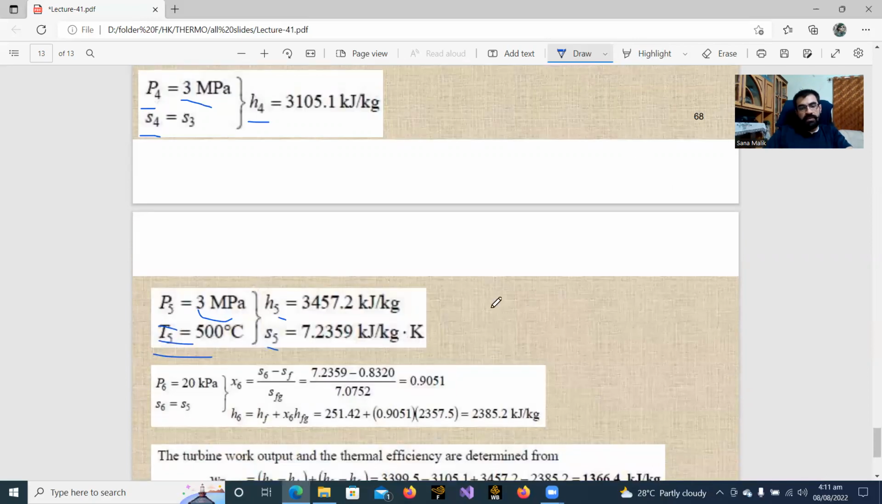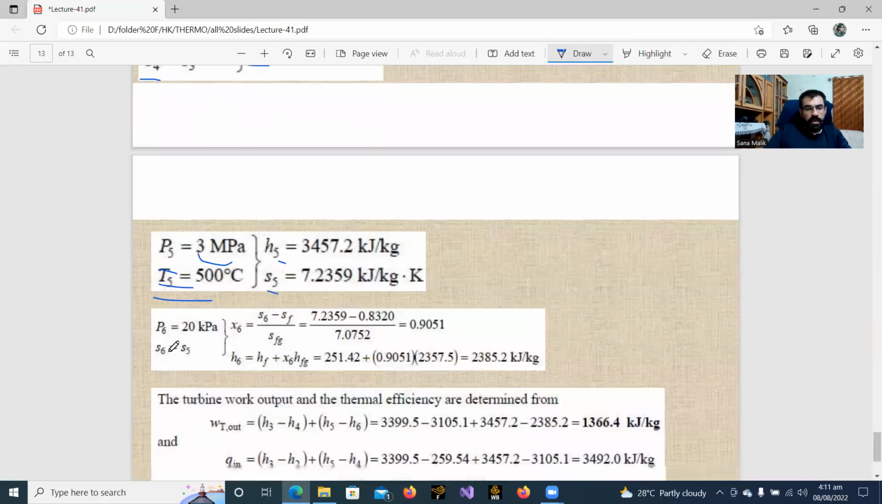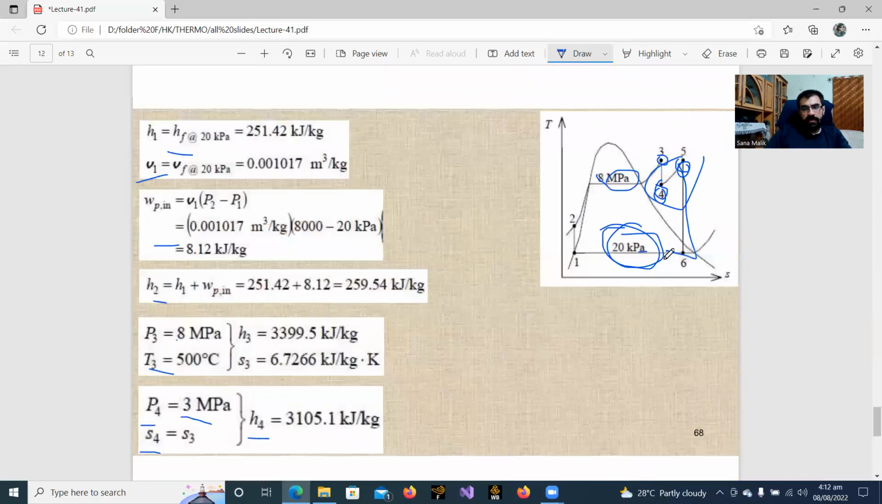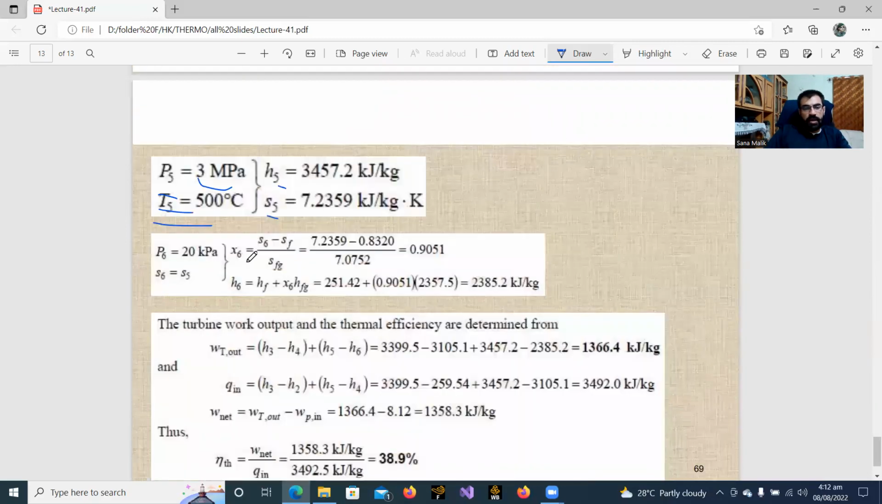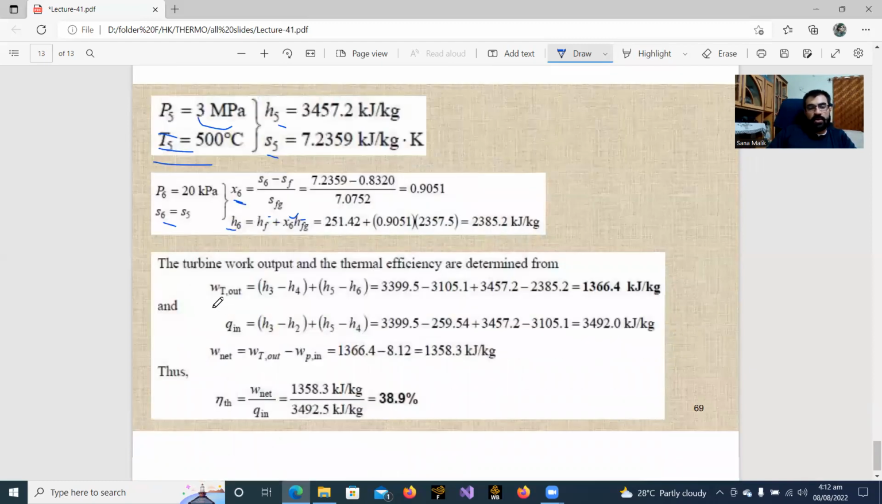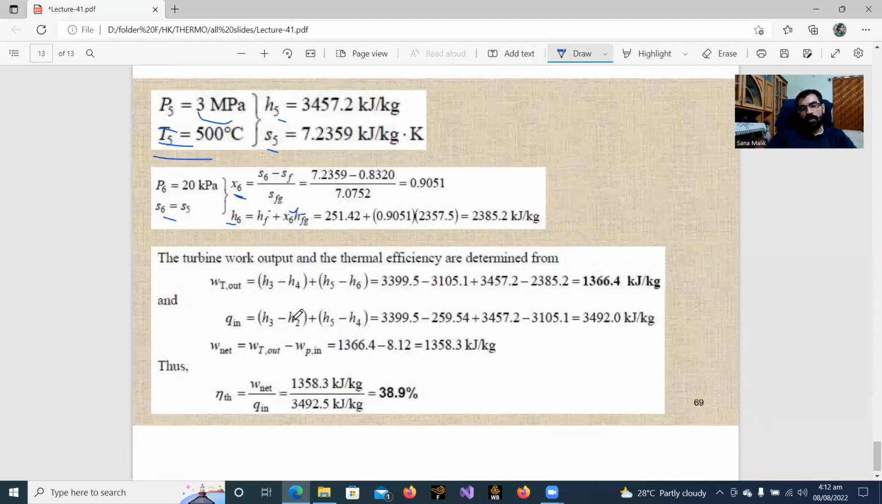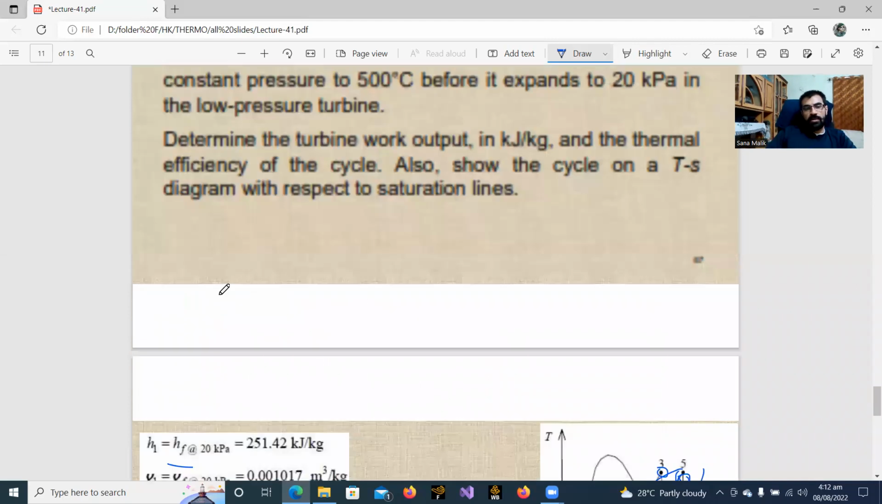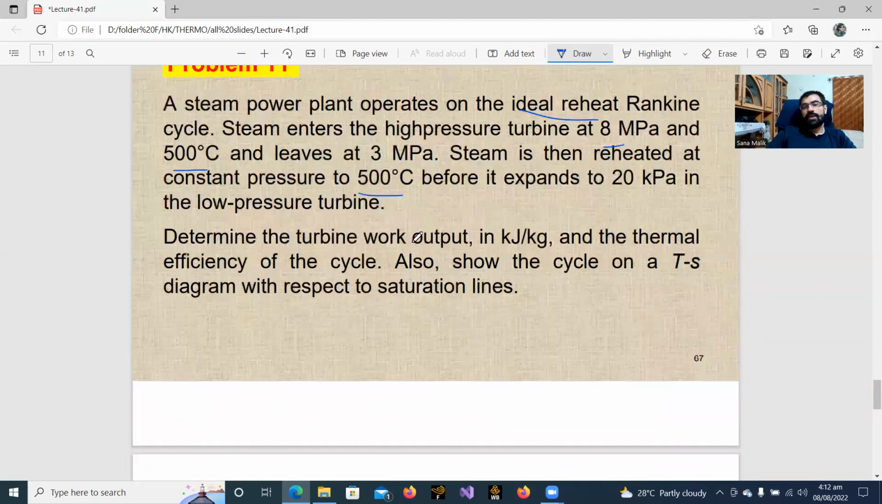P6, the condensation pressure, is given. S6 will be S5, since it is an isentropic process. Using the quality and entropy, you can find HF and HFG, and utilizing those we can find the enthalpy at state 6. Now we know the enthalpies at all the states for the work of the turbine. So next is the turbine work out.